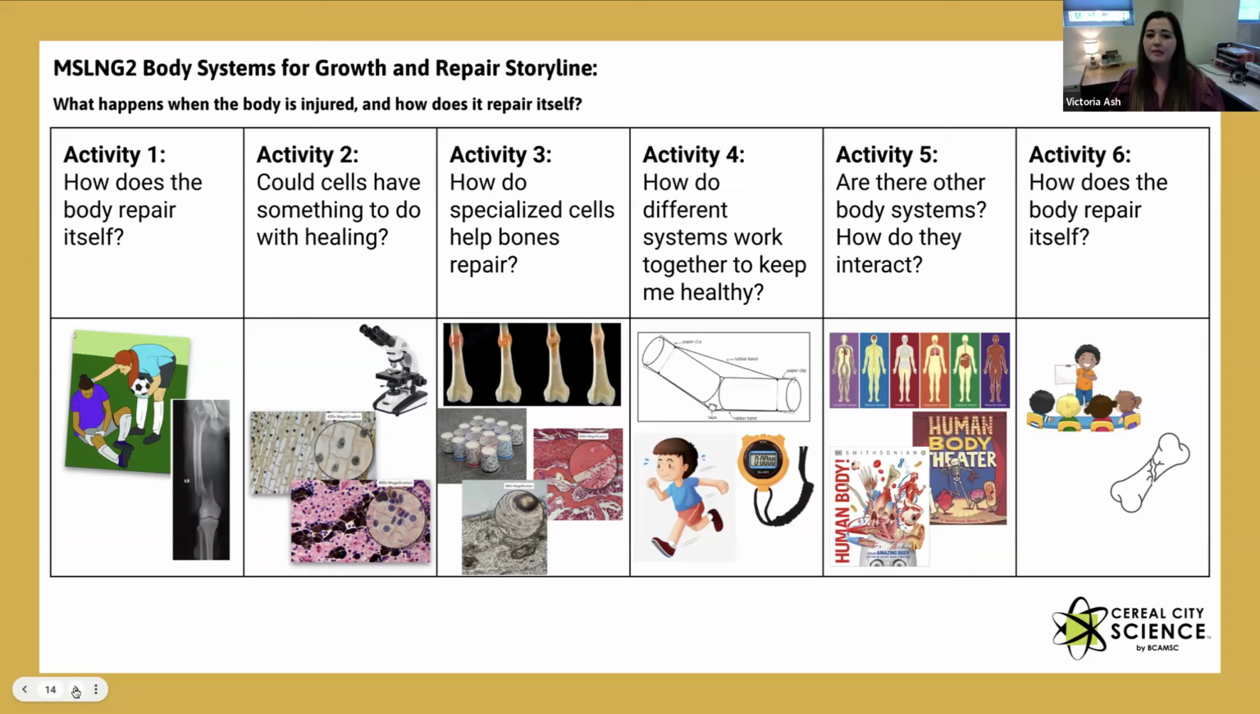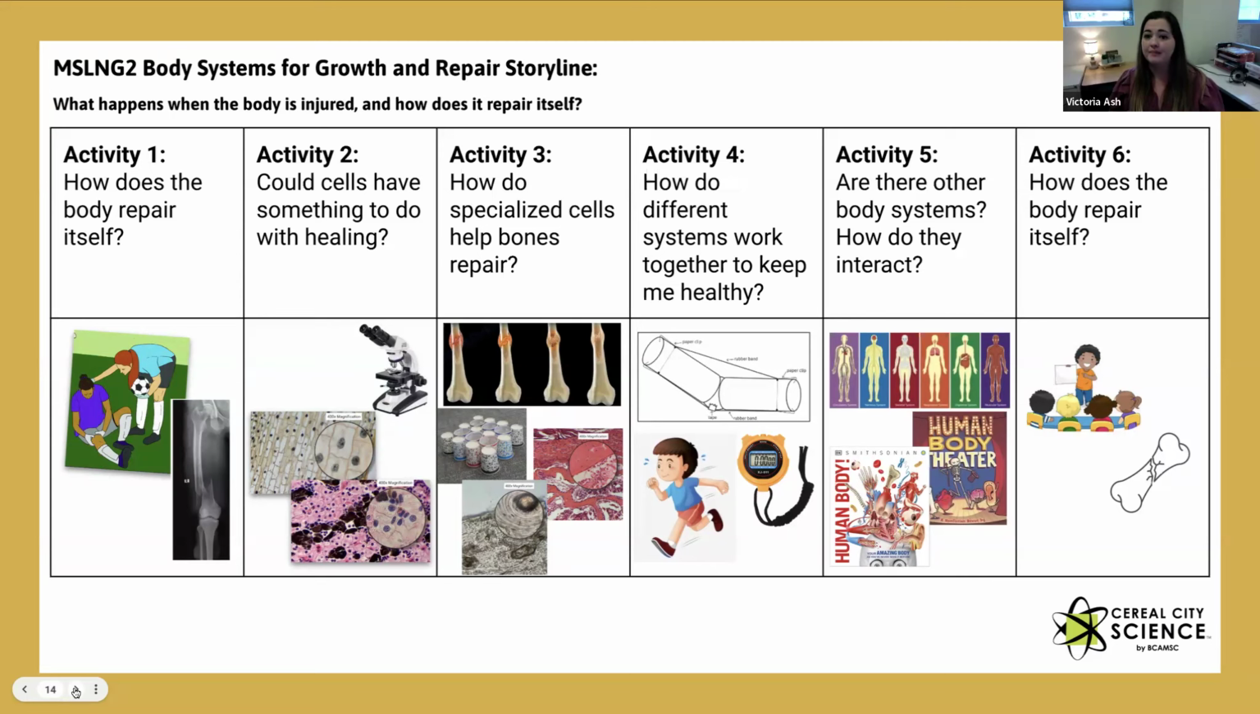Activity 4, we talk about how different systems work together to keep somebody healthy. And so we're looking at how the bone body system interacts with our muscles, interacts with our cardiovascular system, and looking at how those different things respond to each other while your body is healing or even just through daily activity.